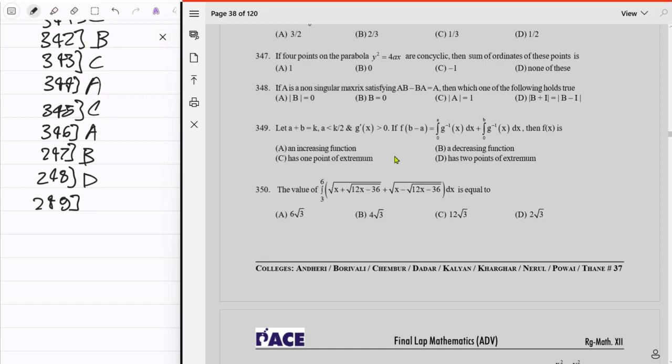I've never seen this before. g dash of x is bigger than 0. Just choose something. Let's just say g is equal to, I don't know, x. So g dash of x is bigger than 1 for sure. So what will this become? Just integration of x dx, like it's just a squared upon 2 basically. So a squared upon 2 plus b squared upon 2. So you're saying f of b minus a is equal to a squared upon 2 plus b squared upon 2 for a, b such that a plus b equal to k.